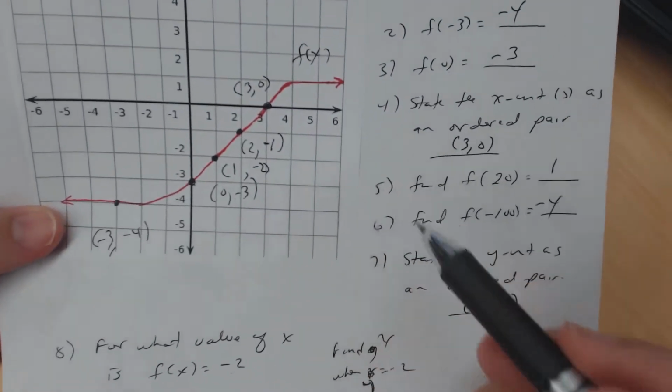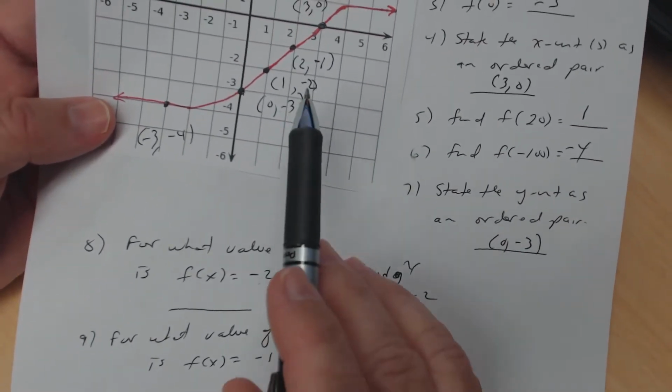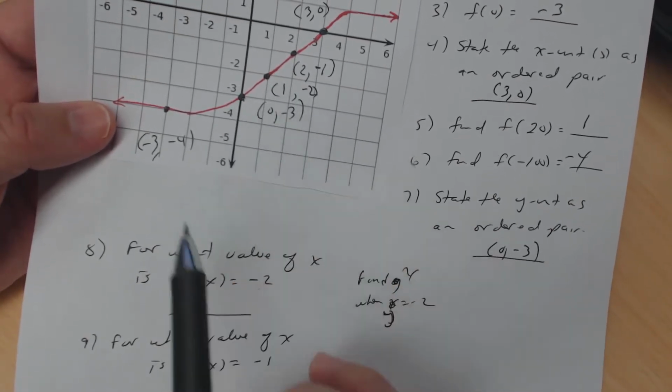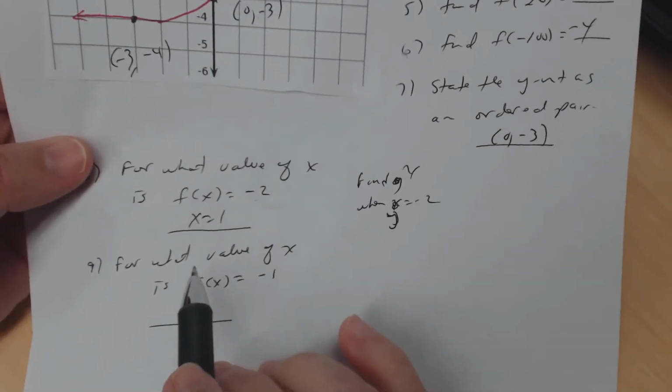So now we can answer the question. When y is negative 2, see negative 2, question is what's this x coordinate? Well, the x value is 1. So the answer is 1. X equals 1.